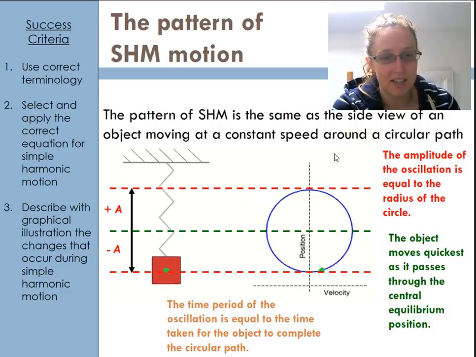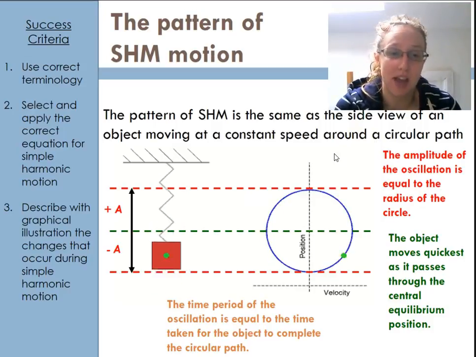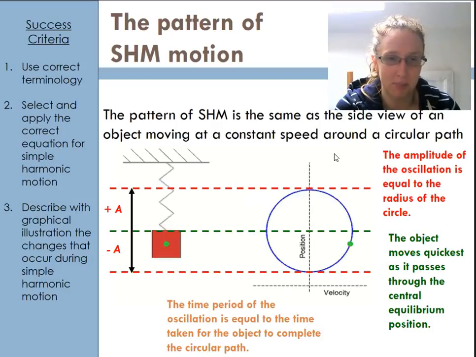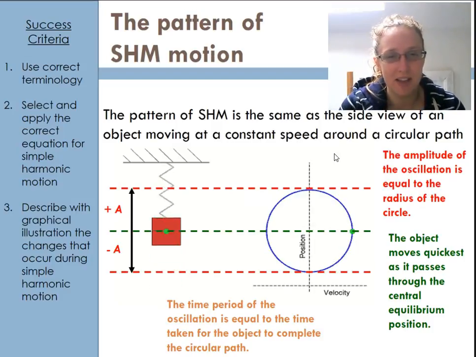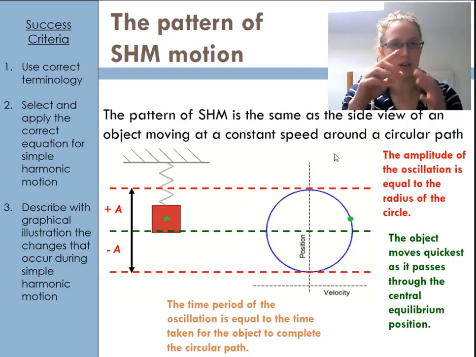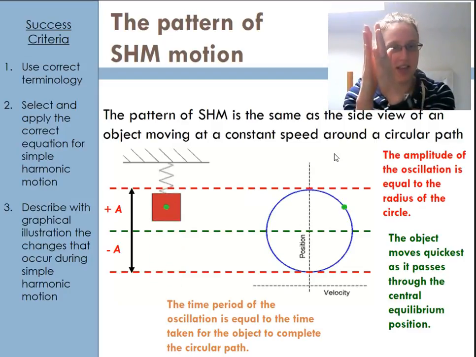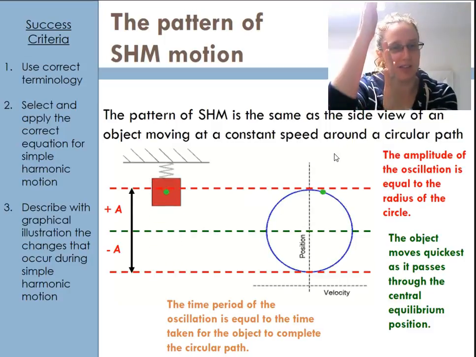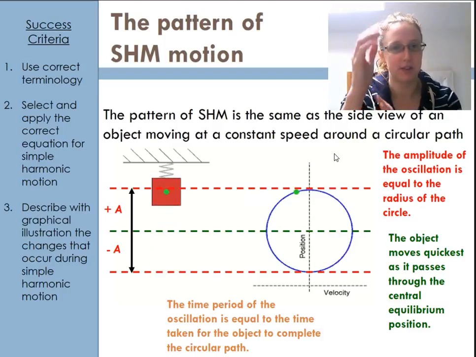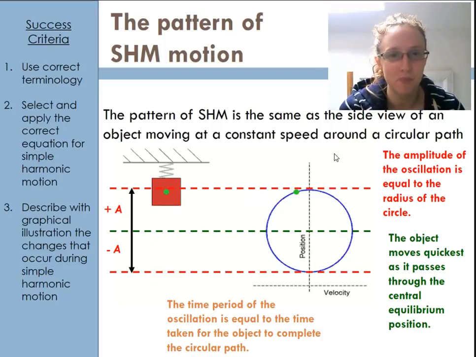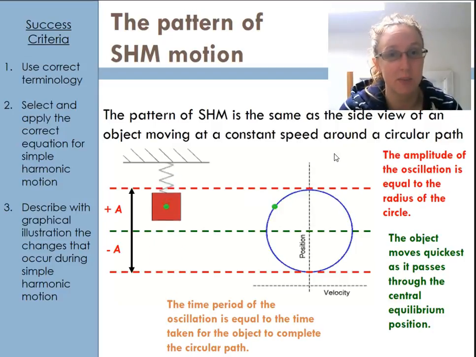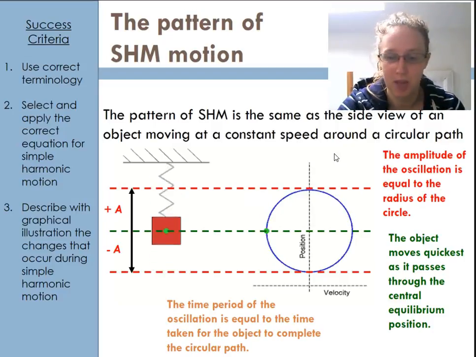And the last thing that we can say is that the time period of the oscillation is equal to the time taken for the object to complete the circular path. It's kind of like I've just taken that circular motion and squashed it flat, so I've made it move in one plane, and then I see that dot just going up and down. It would be exactly the same as my spring is doing. Okay, so hopefully we can see that there is a lot of crossover between circular motion and simple harmonic motion.